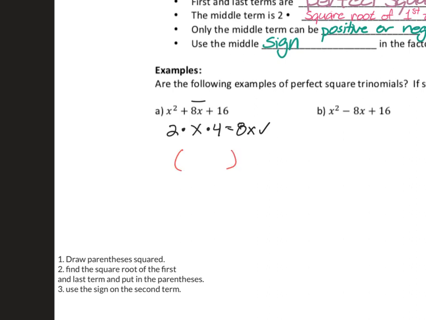So parentheses squared. And then we're going to find the square root of the first term. The square root of the first term is x. The square root of the last term is 4, and then step number 3 is use the sign on the second term right there, so it's a positive. Once you've determined, all the work in this is just determining that it is in fact a perfect square trinomial. After that, you just go ahead and plop the stuff into the parentheses that are squared.